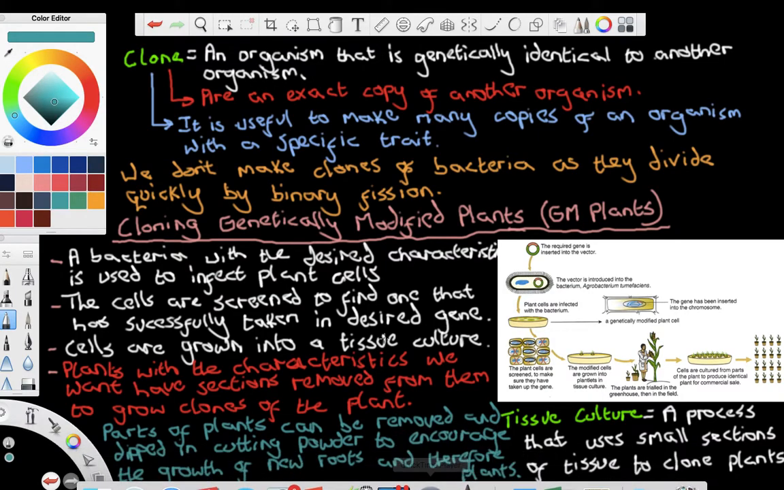We can also clone plants by using cutting powder. We can break a part off of a plant, such as a branch, dip it in cutting powder, plant the new part of the plant, which will then grow roots and become a new plant.